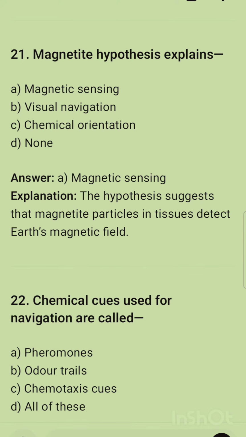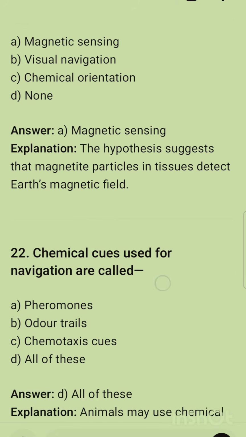21st question is magnetite hypothesis explains. The correct option is option A, that is magnetic sensing. The hypothesis suggests that magnetite particles in tissue detect Earth's magnetic field.